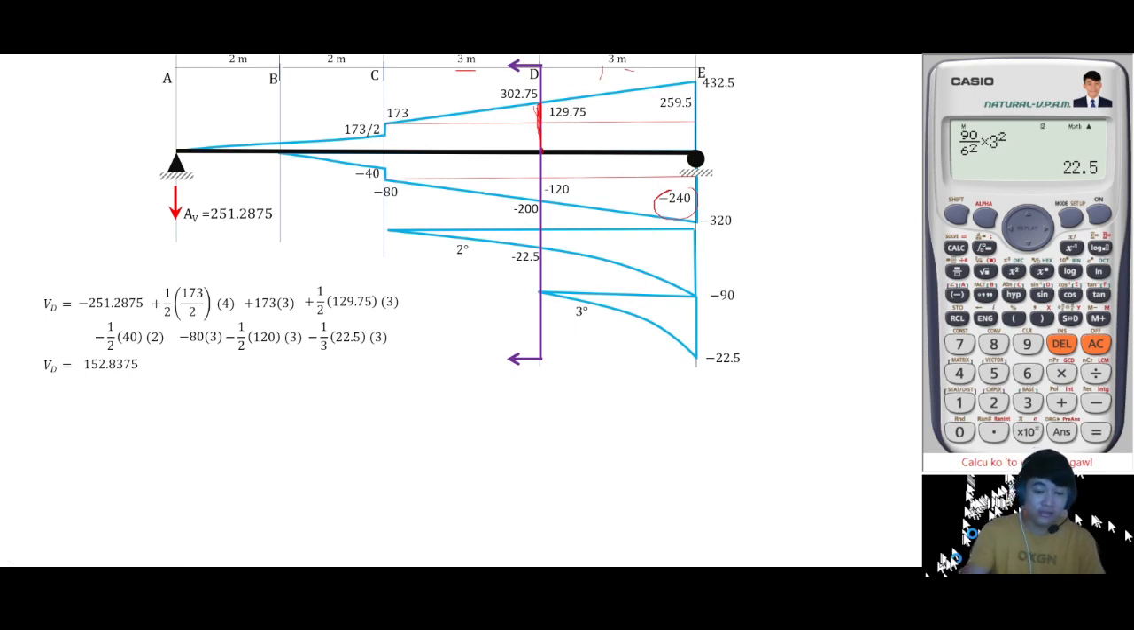So that is a positive shear, equivalent to a positive slope for a real beam. And a positive slope is a counterclockwise rotation. So this is a counterclockwise rotation.